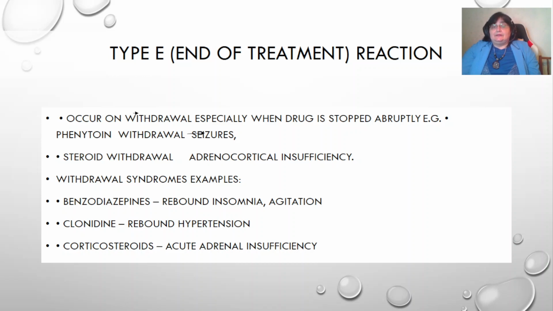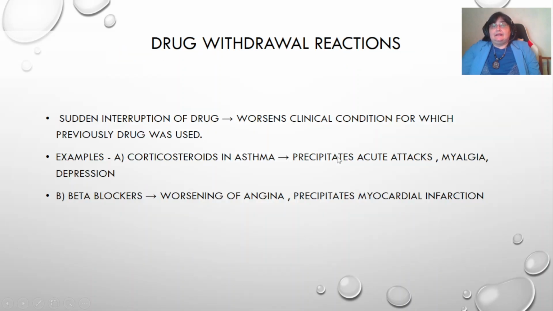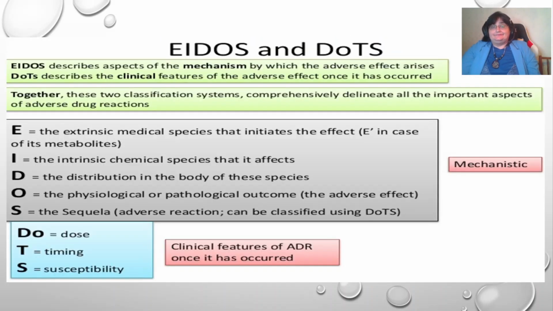Examples: benzodiazepine rebound insomnia, agitation, clonidine rebound hypertension, corticosteroids acute adrenal insufficiency. Drug withdrawal reaction: sudden interruption of a drug worsens the clinical condition for which the drug was previously used. Examples: corticosteroids in asthma can precipitate acute attacks, myalgia, depression. Beta blockers, worsening of angina, precipitating myocardial infarction.